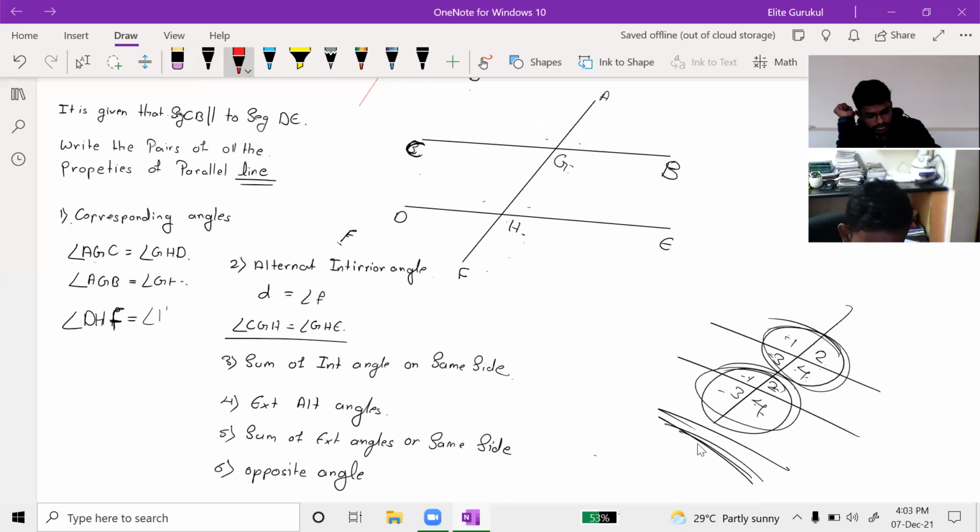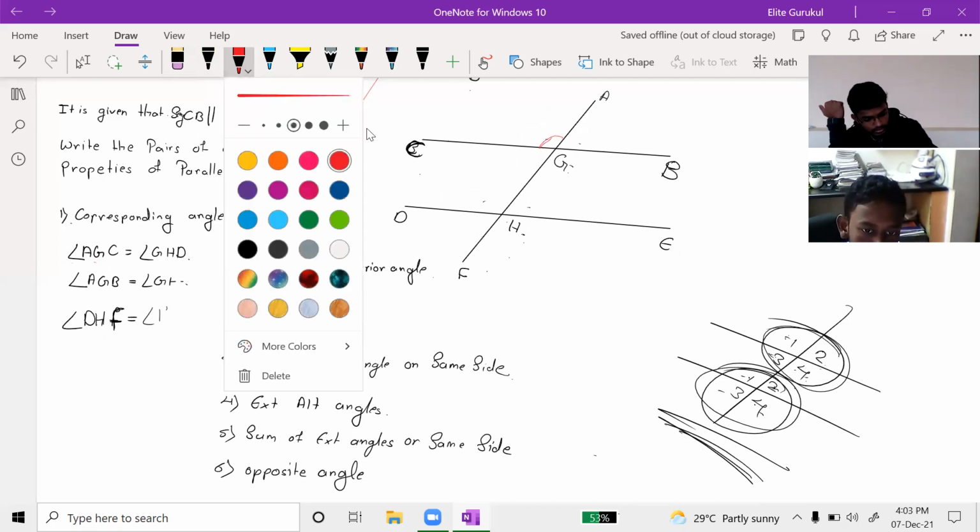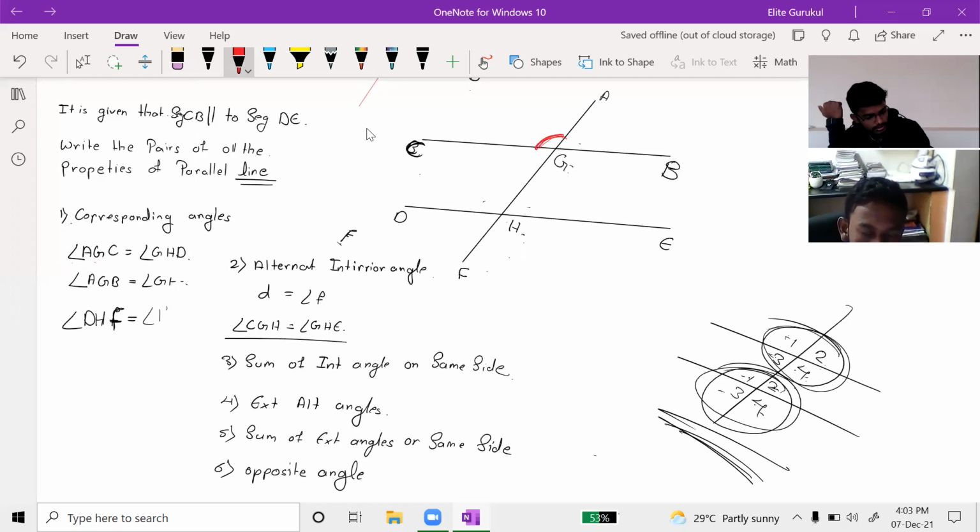Now you tell me, in corresponding angles, AGC means this angle. This angle is equal to GHD. GHD will be equal to this angle. See, angle 1 is equal to angle 1. Yes or no? Yes, sir. Then AGB means this angle. This angle will be equal to angle GHE. Okay. Yes, sir.